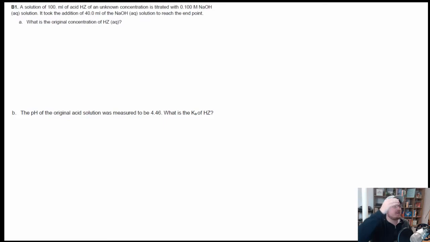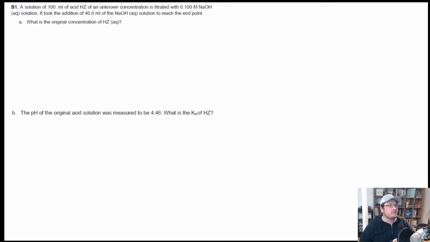So in this case, it took 40 milliliters of NaOH solution to reach the endpoint. And so again, endpoint, equivalence point, same thing, right? Endpoint is just simply when your titration stops, because everything past that is just based off of the concentration of the NaOH, the titrant that you're adding. And so you don't have to necessarily think about that.